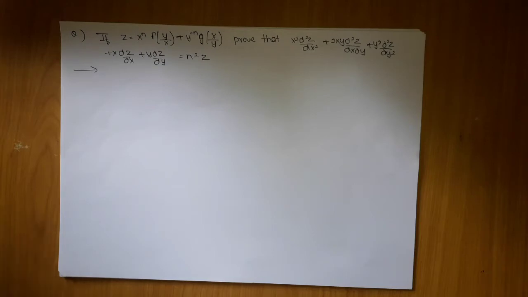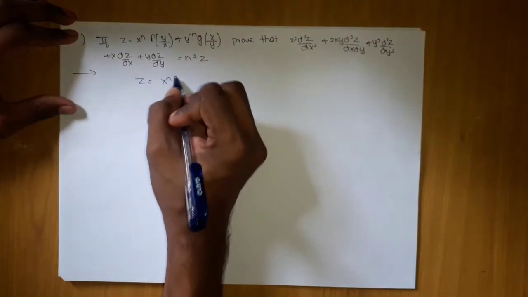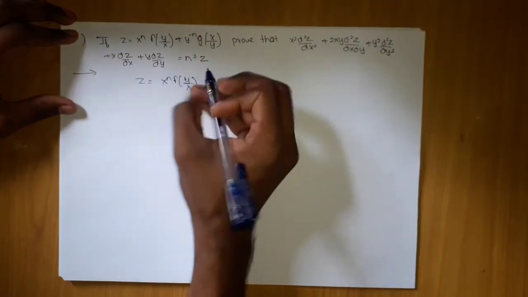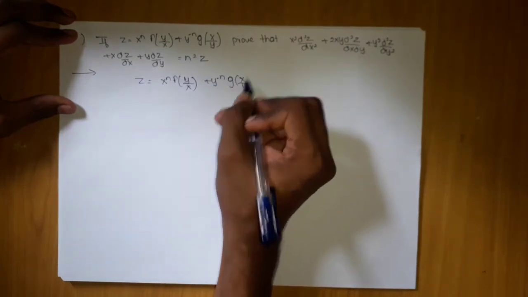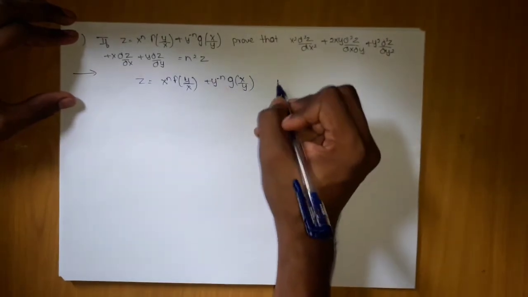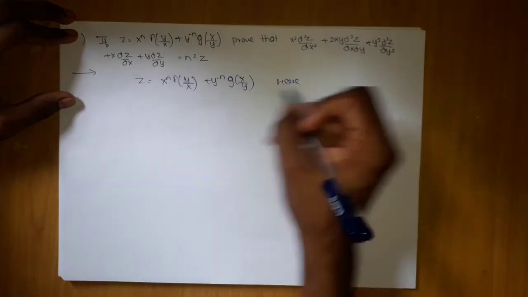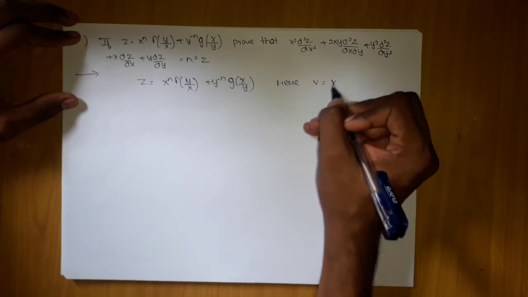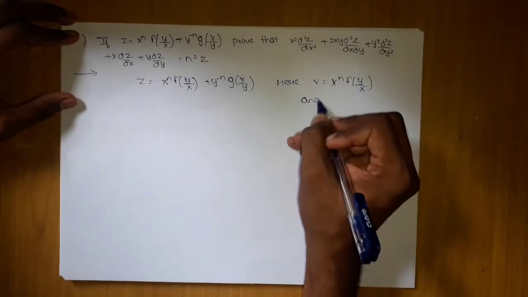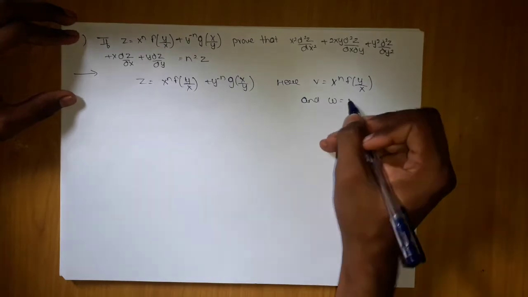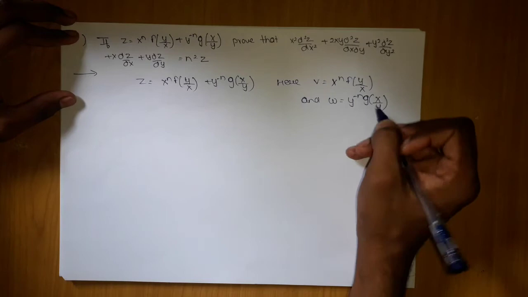Okay, now we have to do what? We have to write the z first. That is the first step. z is x power n f of y by x plus y power minus n g of x by y. We have to mention here, since there are two different functions, we will consider each of them. Here v equals x power n f of y by x and w equals y power minus n g of x by y.